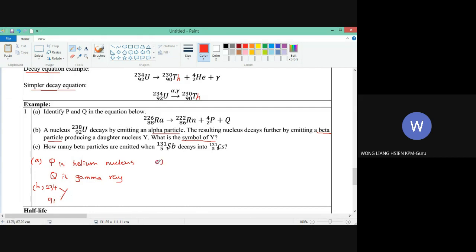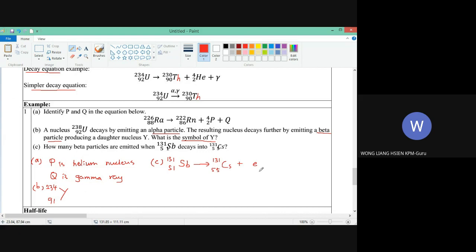Okay, next. How many beta particles are emitted when iodine decays into cesium? So you see that 51 becomes 55. 131 becomes 131 as well, because beta decay doesn't change the nucleon number.